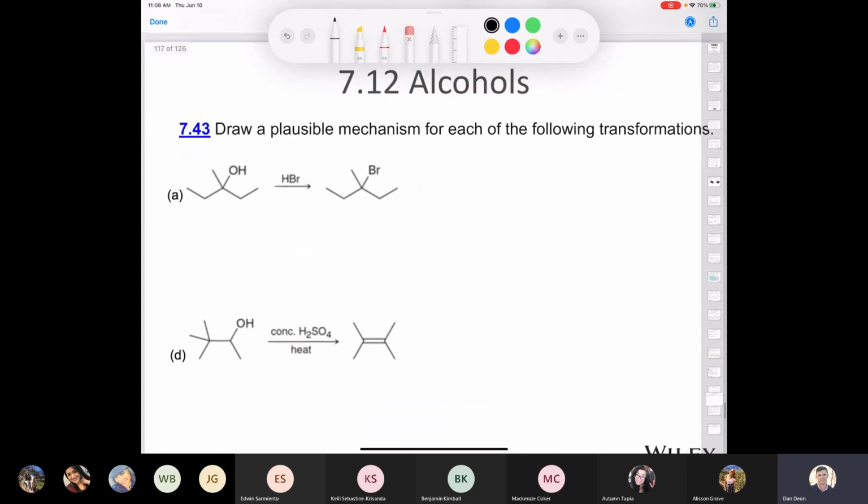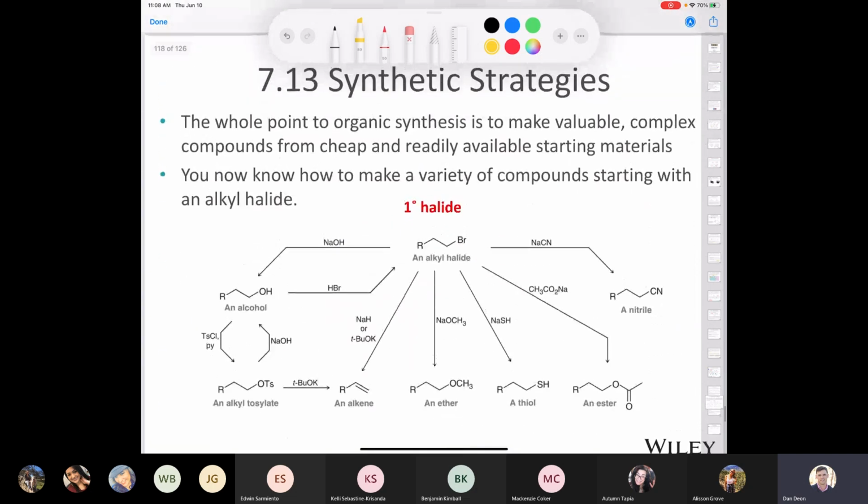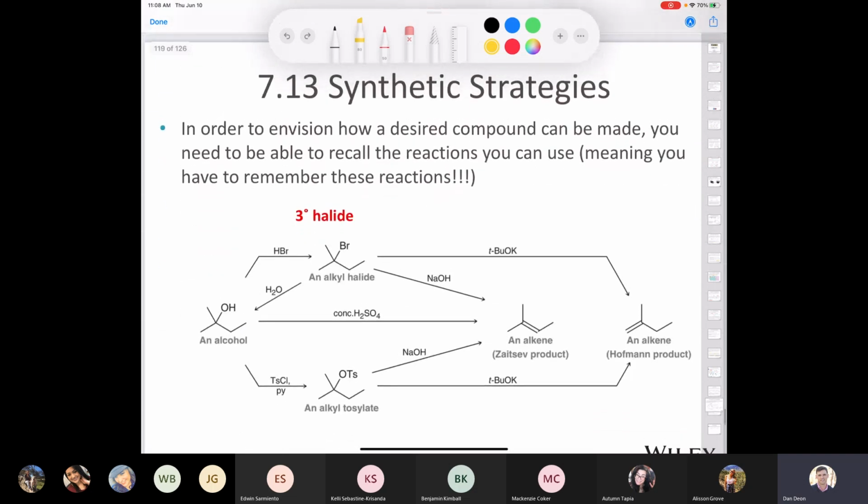Then here it asks you to draw a plausible mechanism for each of these transformations. What I would like you to do before class on Monday morning is to try drawing these two mechanisms for 7.43. This is where we're going to start on Monday morning. Then we're going to take a look at section 7.13, which shows you all the different types of reactions that we learned with primary halides. This could also be a tosylate. Then we're going to look at all the reactions that can occur with a tertiary halide, and again, that could be a tosylate as well.